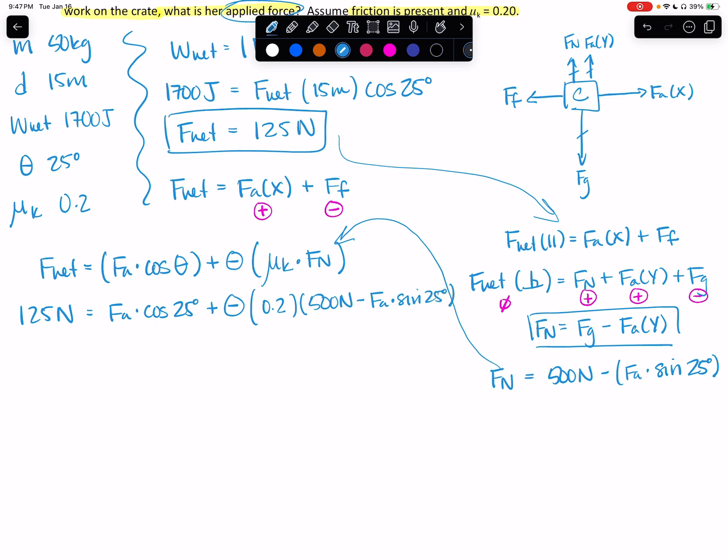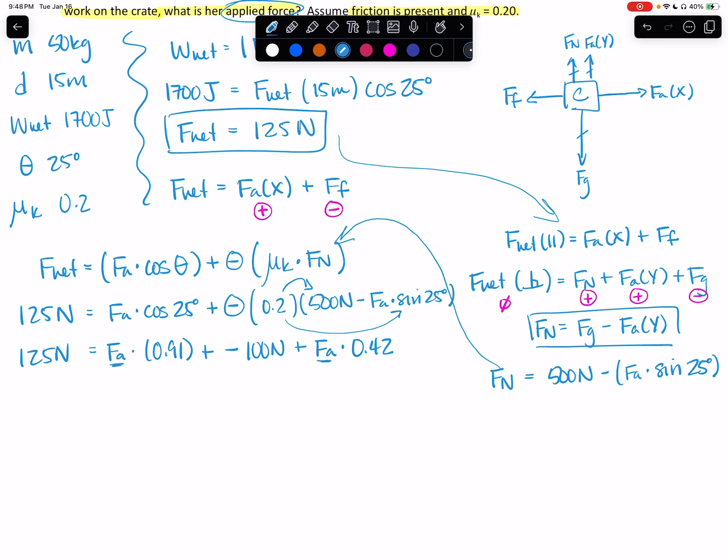All right, so I can calculate the cosine and sine of 25 degrees and put numbers in for that. So I have 125 newtons, my unknown applied force times 0.91. Then a negative 0.2, I'm going to distribute this to 100 newtons, plus that negative sign is going to also distribute, and then the sine of 25 is 0.42. All right, so I only have one unknown, this applied force.